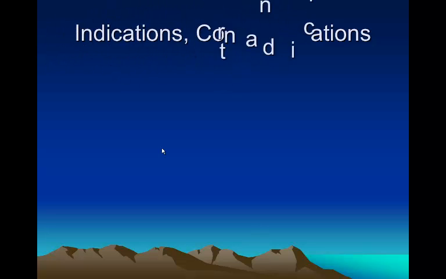Indications and contraindications. As we're going to be talking about modalities, we'll always have indications and contraindications. Indications are things that you would use this modality for, and contraindications are things that you can't use the modality for. So an example of a contraindication is you don't want to do ultrasound on someone with metal implants, because the ultrasound will heat up those metal implants.